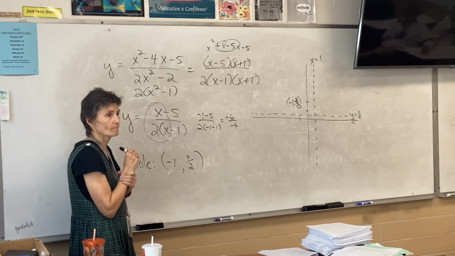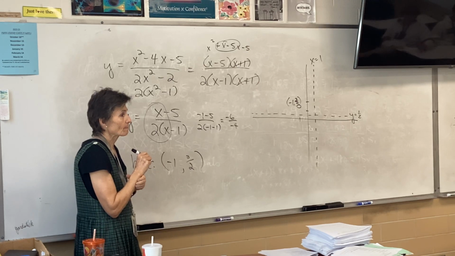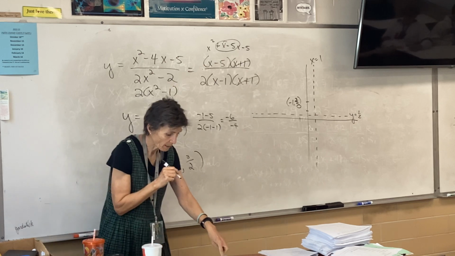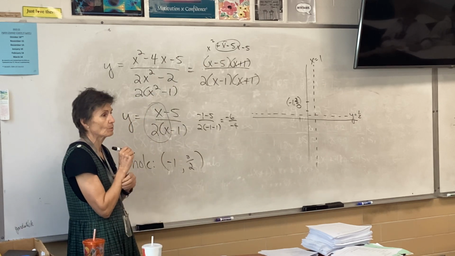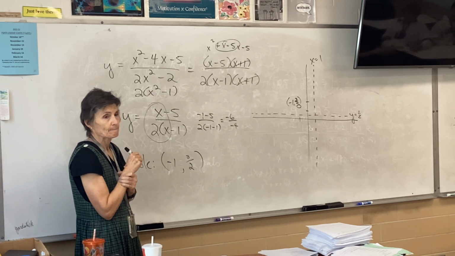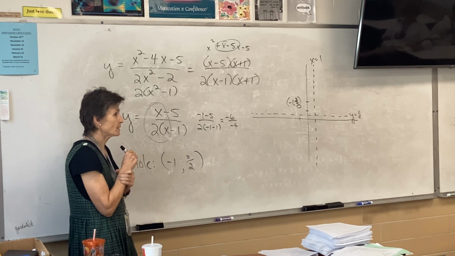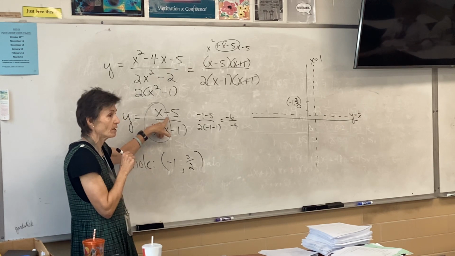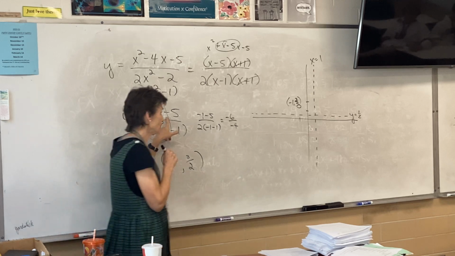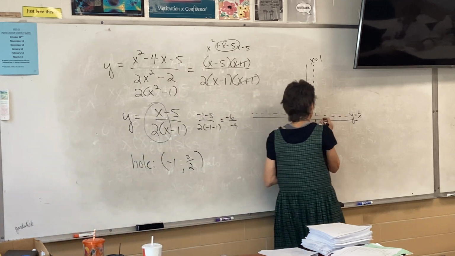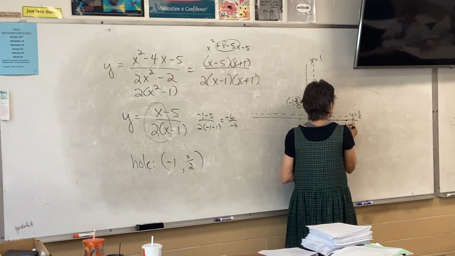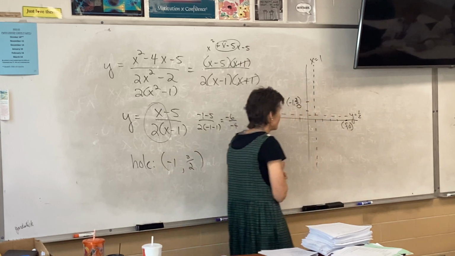Okay? What else? You gotta fill in all those blanks and put all that stuff in your graph. So what do we still need to find? X-intercept. And where does the X-intercept come from? From the top. The numerator. So X is 5, 1, 2, 3, 4, 5. Alrighty.